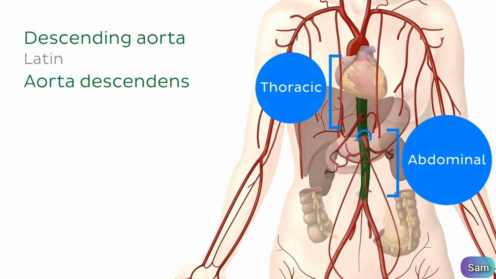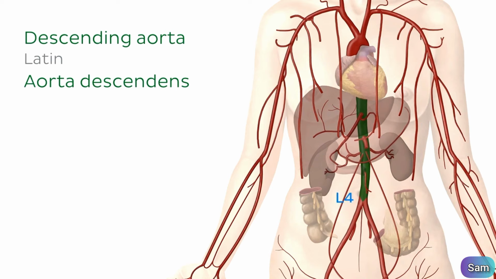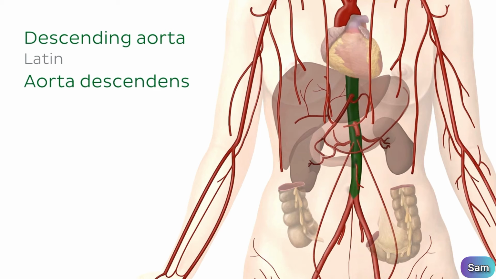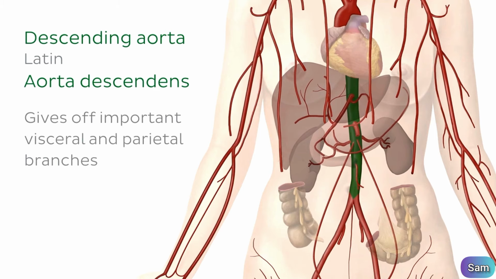It then courses downward along the posterior abdominal wall, slightly to the left of the midline and anterior to the vertebral column, and terminates at approximately the level of the 4th lumbar vertebral body, L4, where it bifurcates into two other vessels. And you can see this happening on our right. Along its course through the thorax and the abdomen, the descending aorta gives off important visceral and parietal branches, some of which we'll discuss a little bit later on in this tutorial.